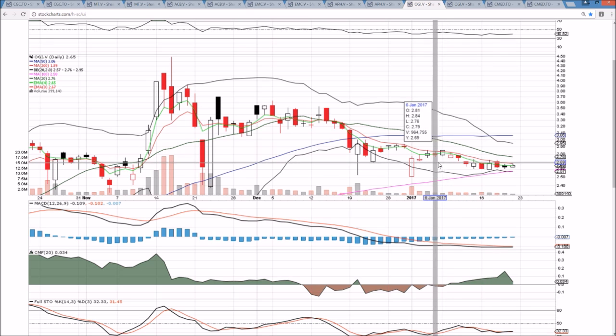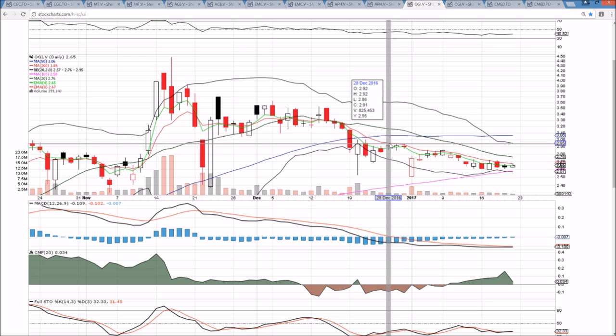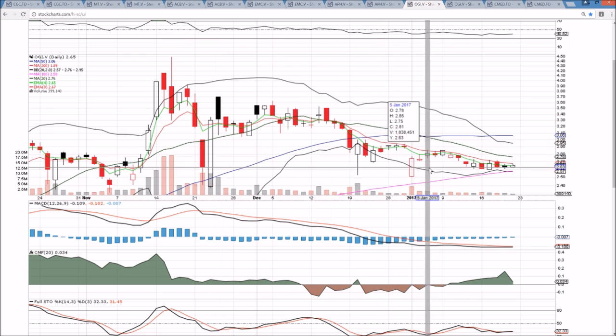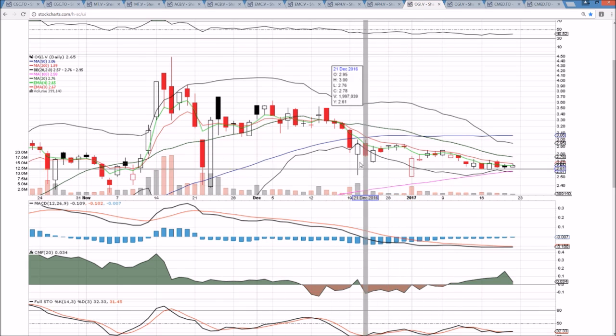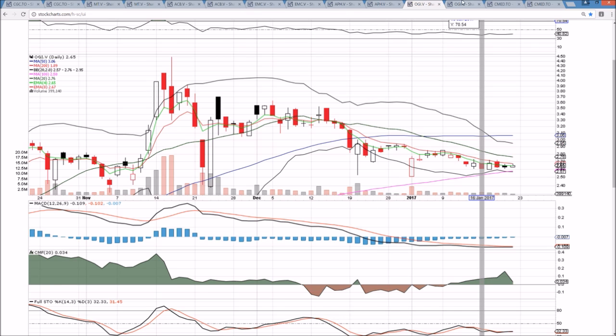So personally wouldn't be anywhere near this name. Why would we play the most bearish chart bullish? No reason to do so in my opinion. Plenty of other names to be looking at.